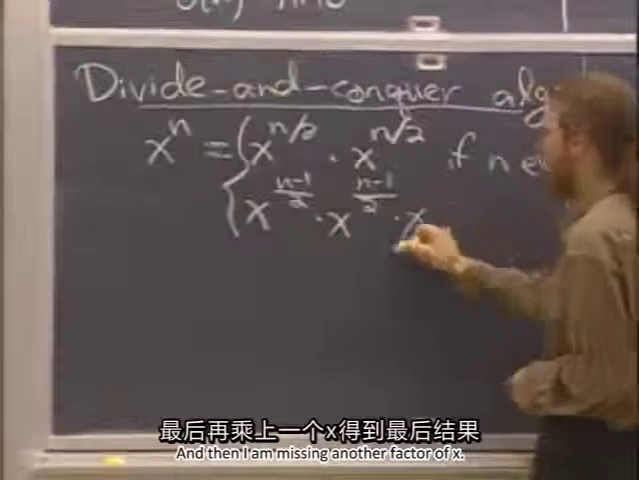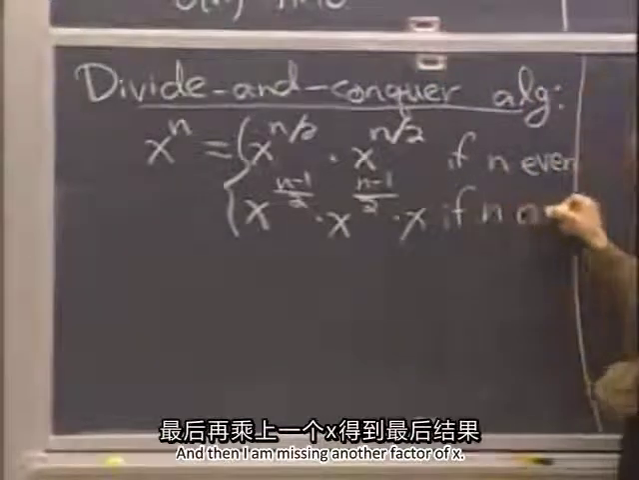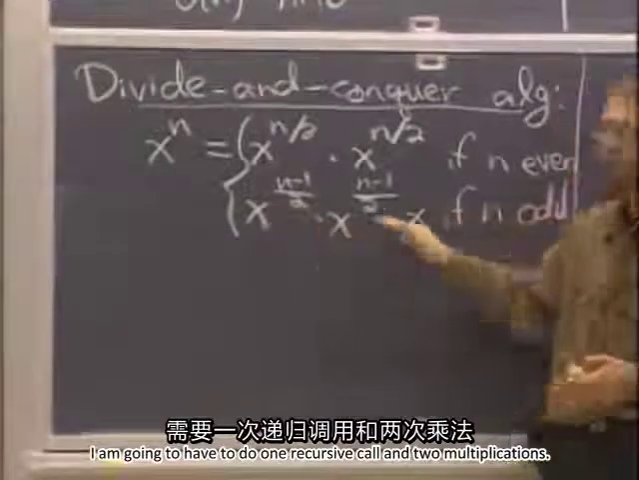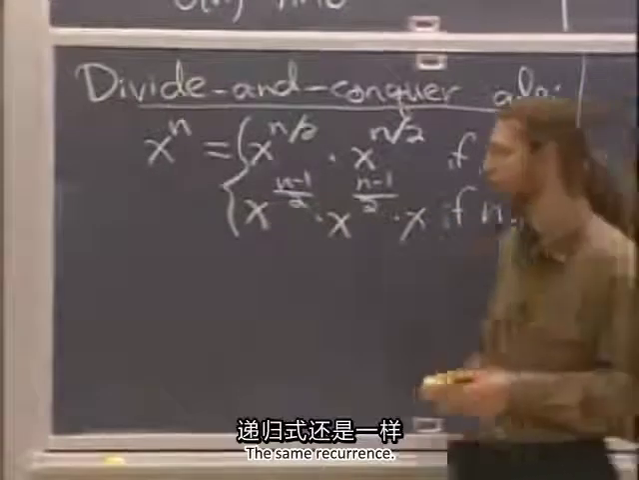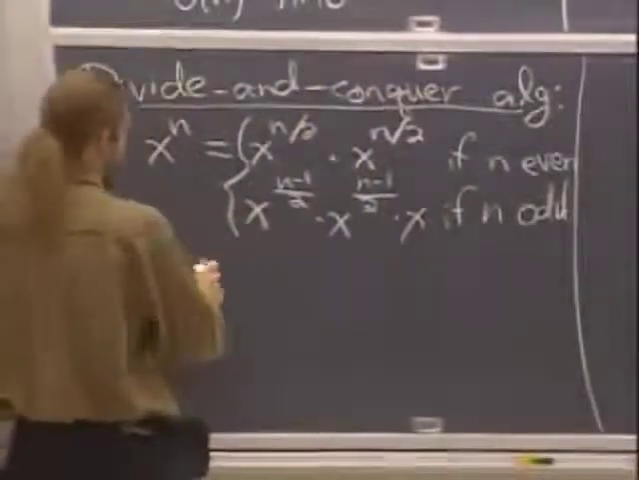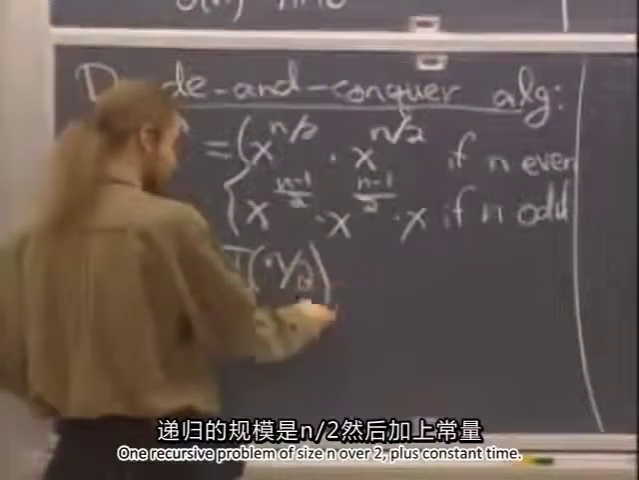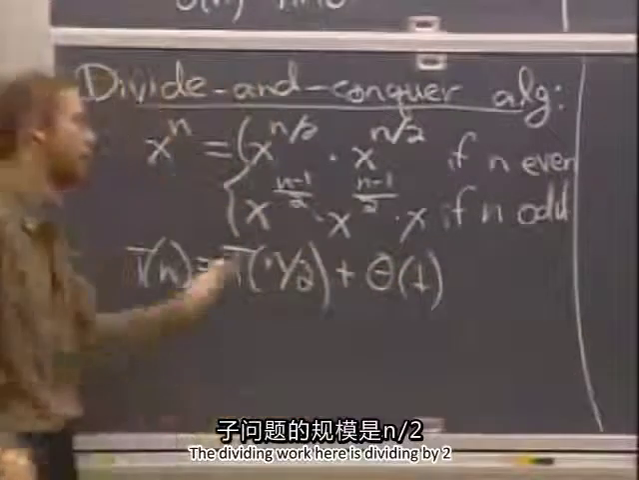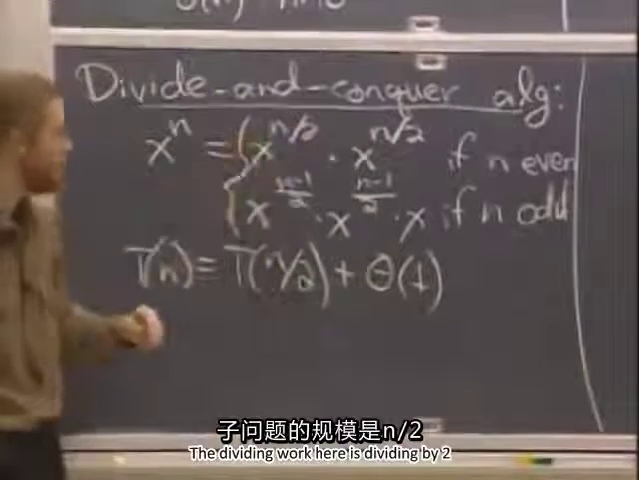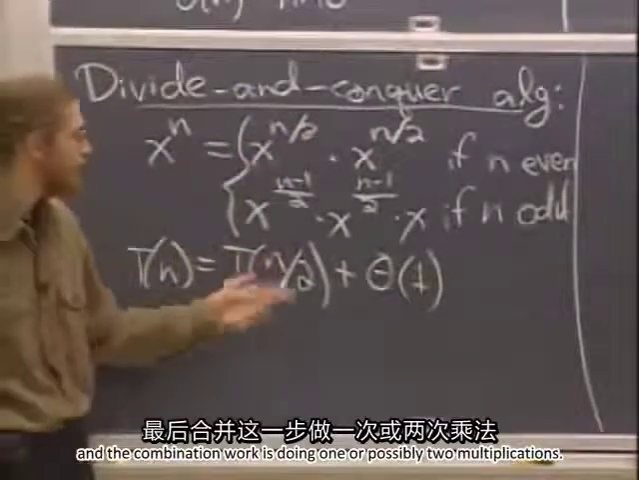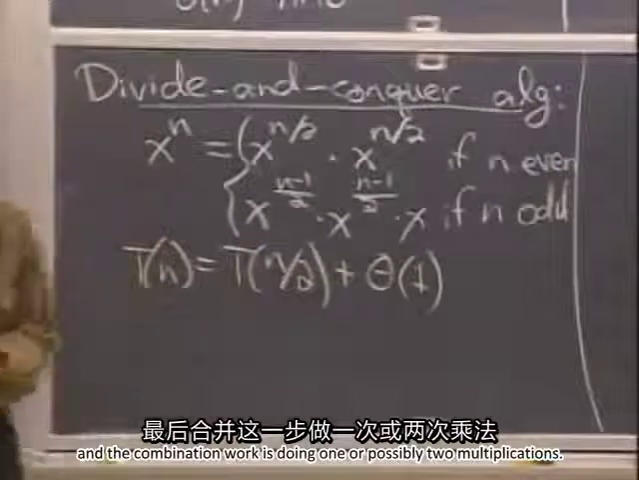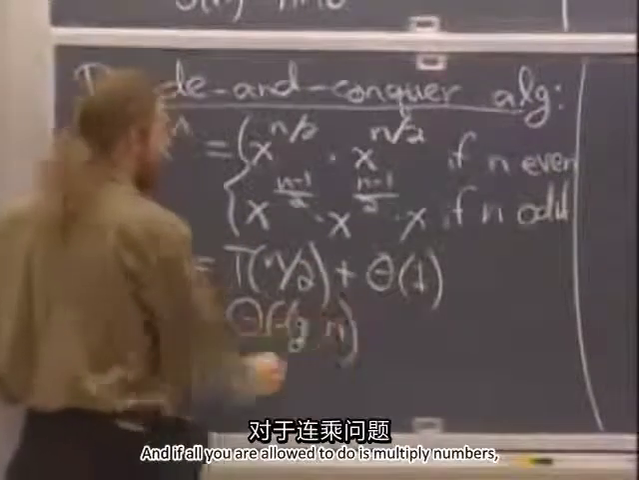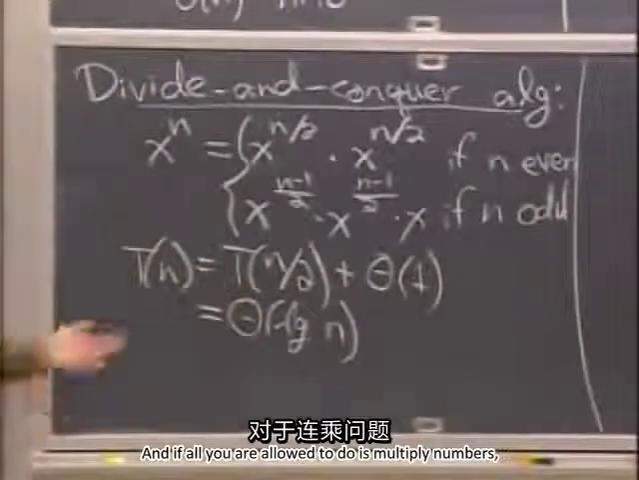And then I'm missing another factor of x. So if n is odd, I'm going to have to do one recursive call and two multiplications, same recurrence. One recursive problem of size n over 2 plus constant time to do the dividing work here, which is dividing by 2. And the combination work is doing one or possibly two multiplications. And this is log n. Okay, and if all you're allowed to do is multiply numbers, log n is the best you can do.